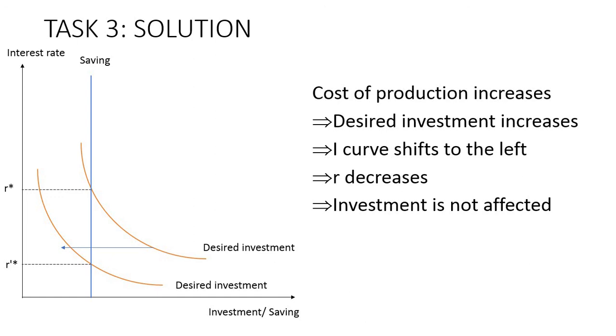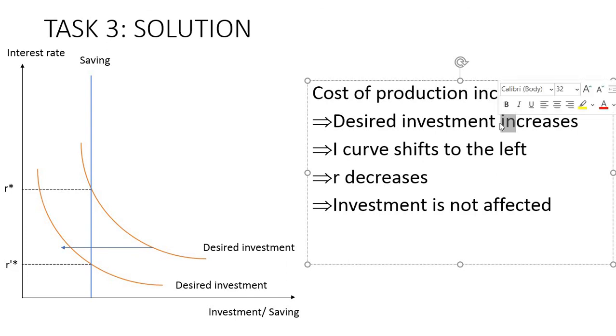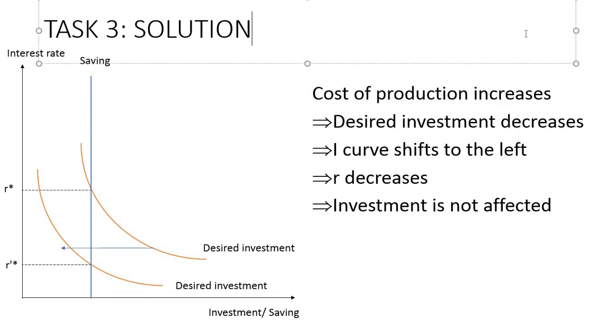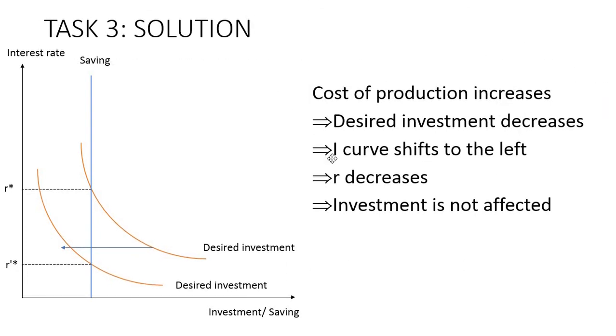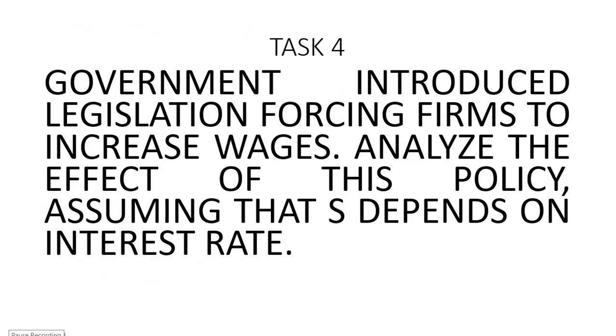Higher wages imply higher cost of production. If cost of production increases, then firms desire to produce less and desired investment decreases. So desired investment will decrease, investment curve will shift to the left, interest rate will decrease, and investment will not be affected. Okay, another task.